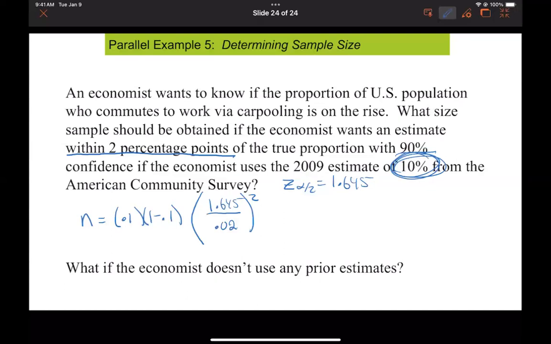Give me a second. I happen to have pretty fast calculator hands. I got 608.86. Therefore, 607 people. How'd you do?